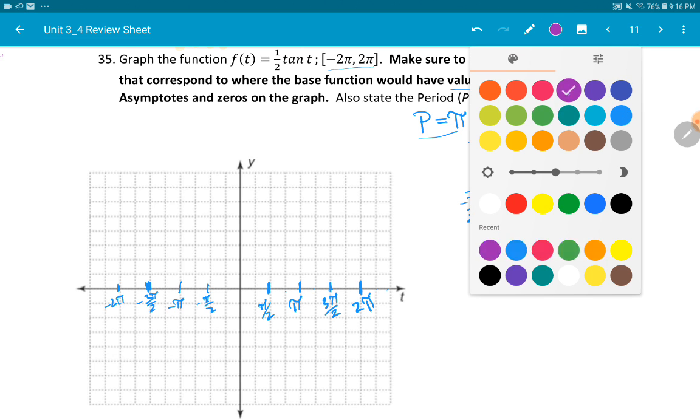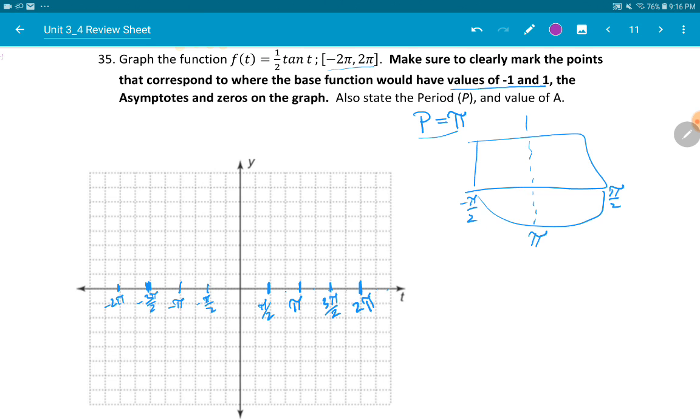Let's do asymptotes in purple. Asymptotes, pi over 2 and negative pi over 2. And the period is pi, so it's going to repeat after, see, the period of pi has 4 little tick marks. So another pi is going to be 1, 2, 3, 4 more over here. So there'll be another asymptote right here.